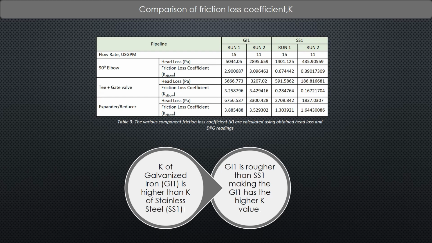Observing the table, it is proven that K of galvanized iron 1 is higher than K of stainless steel 1. It is for both runs, which are at 15 US gallons per minute and 11 US gallons per minute. This is because the surface of galvanized iron 1 is rougher than the surface of stainless steel 1, making the galvanized iron 1 have the higher K value.